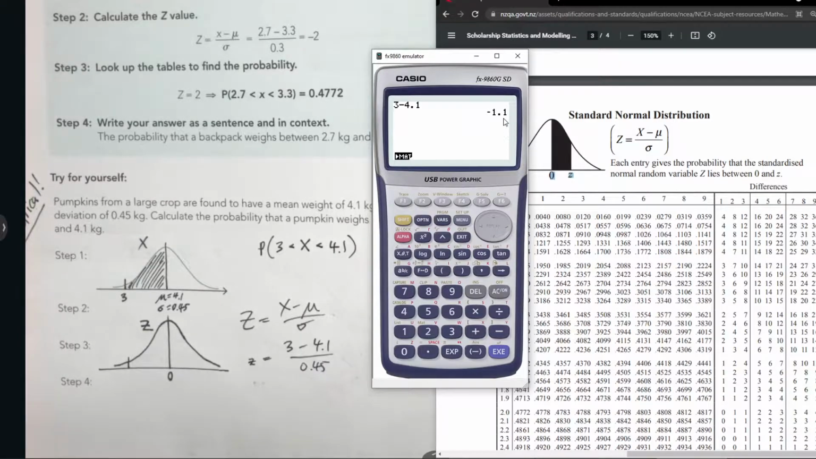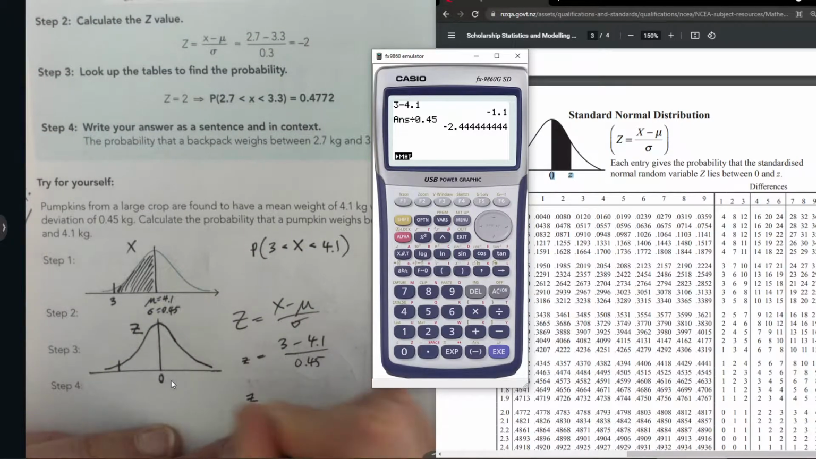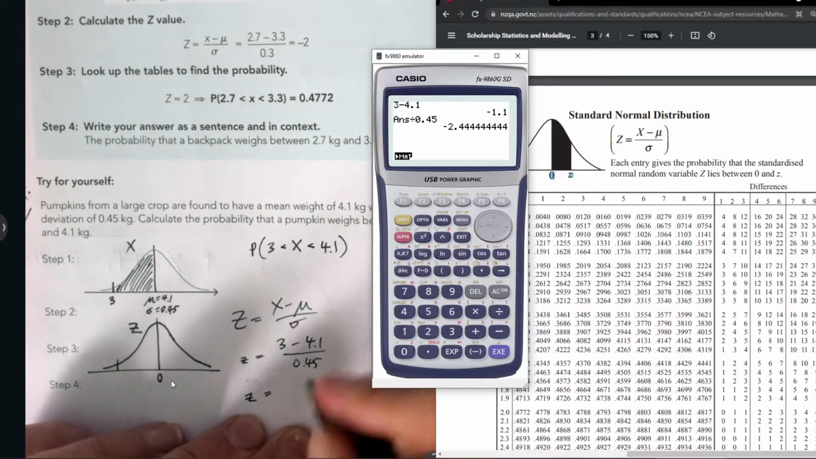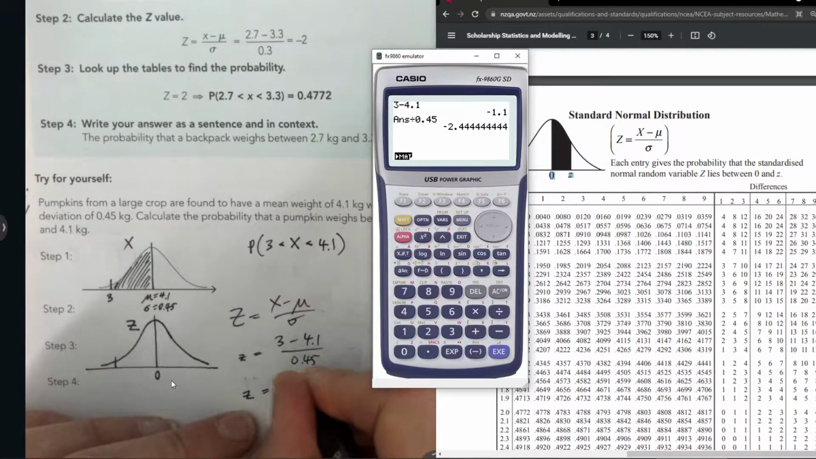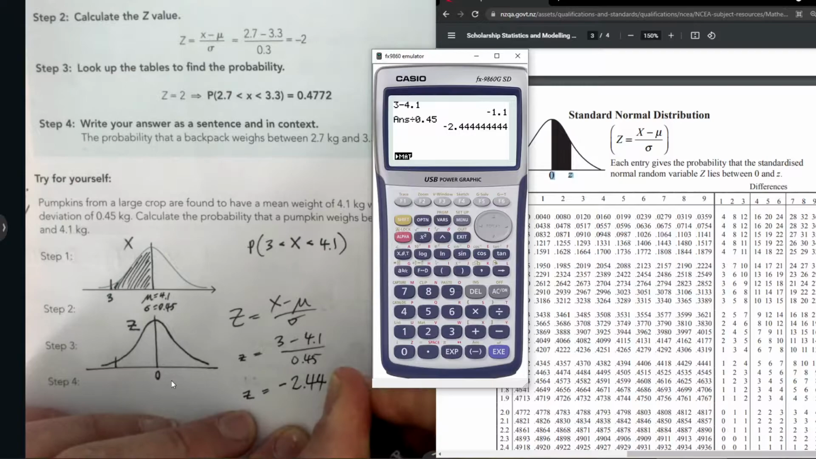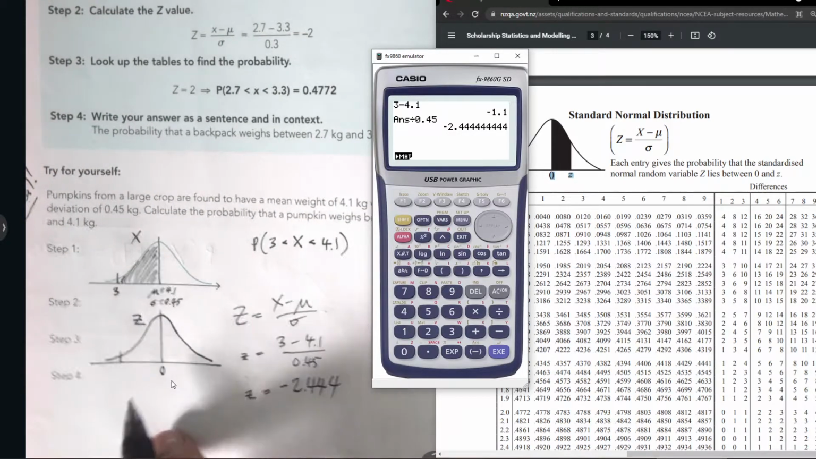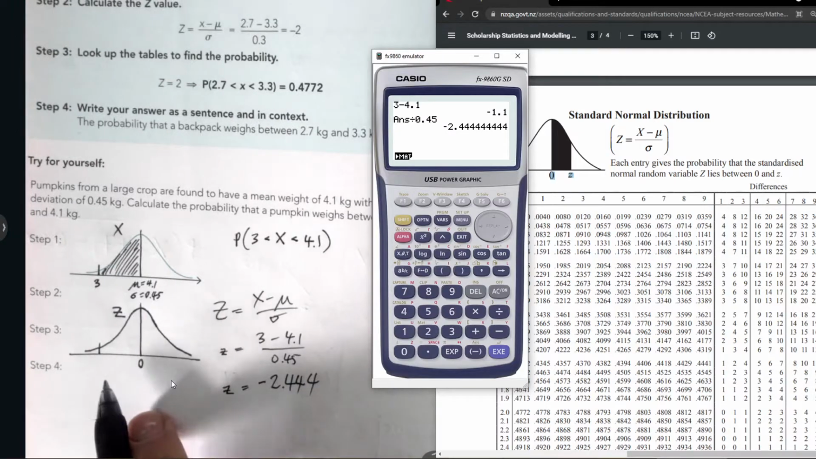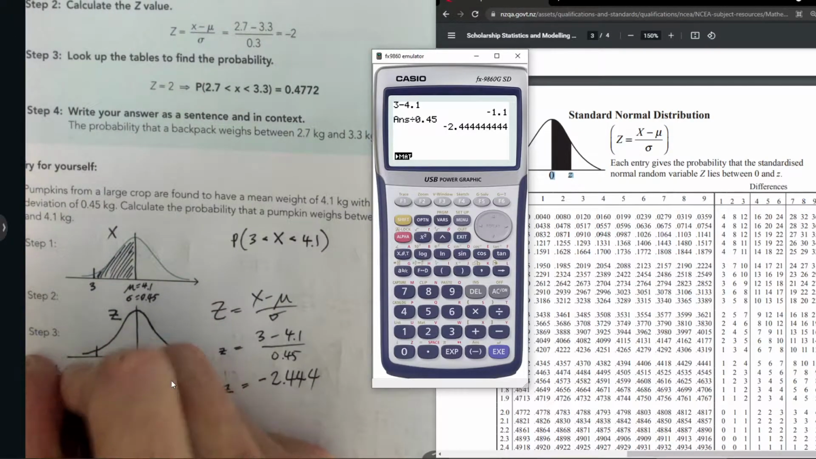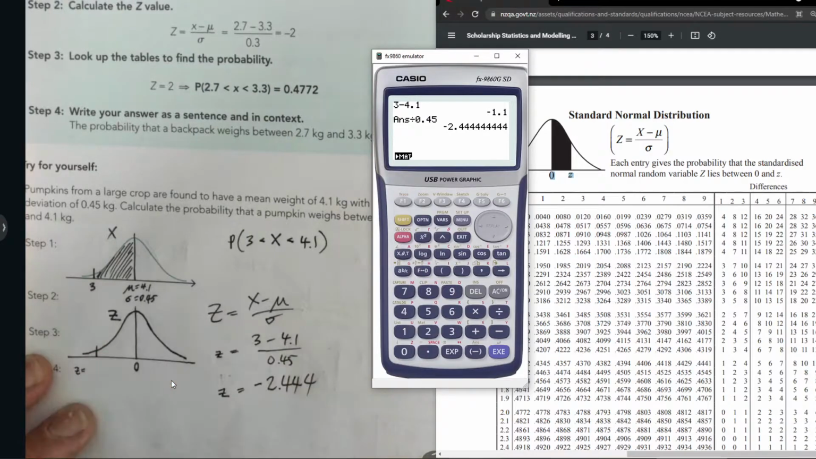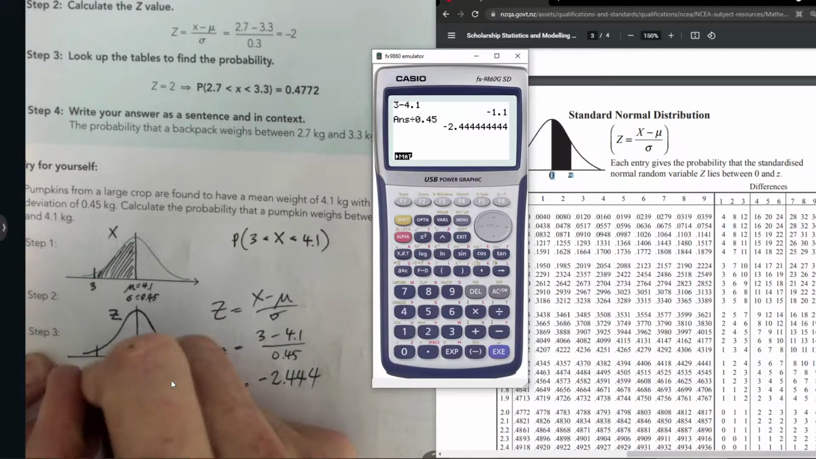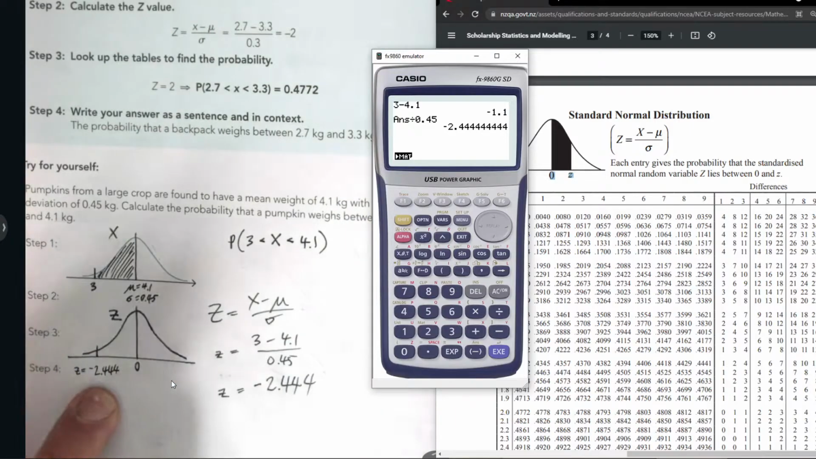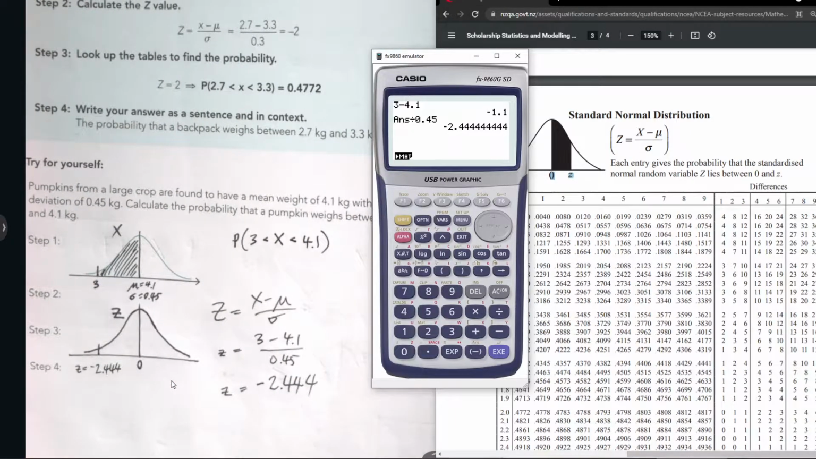It's actually a negative number. So we're getting negative 1.1 and then dividing it by the standard deviation, so divided by 0.45. We've got a negative number. So Z is actually negative 2.444. Why is it negative? It's negative because it's left of 0. So what we're getting here is that Z equals negative 2.444.